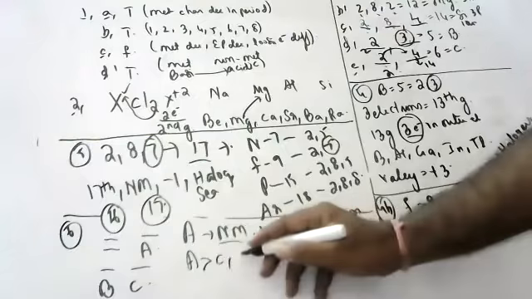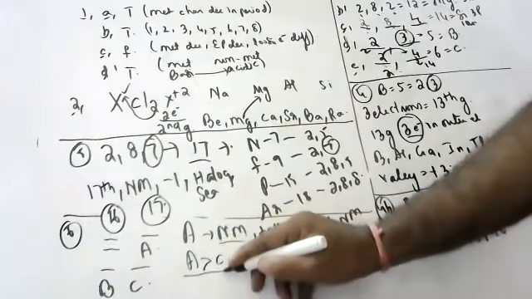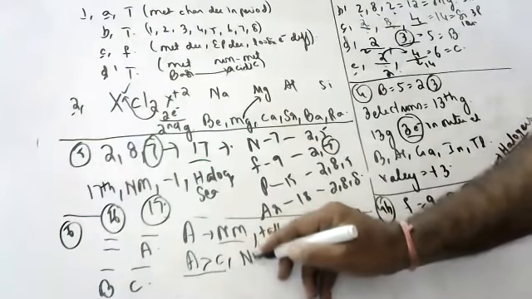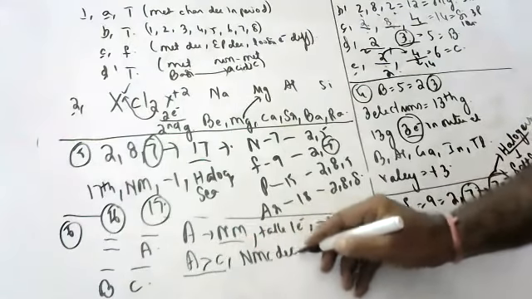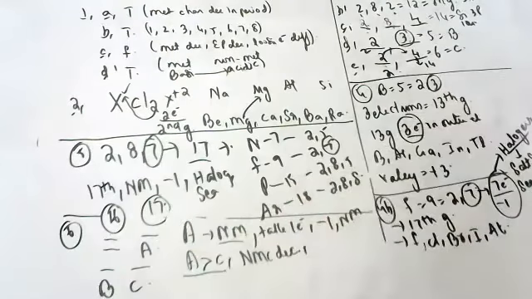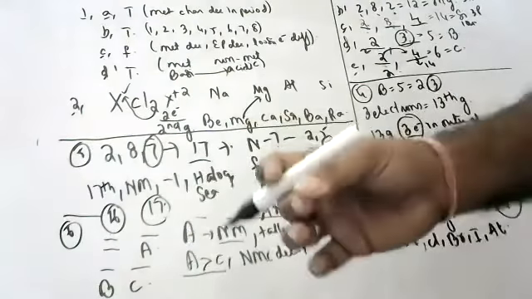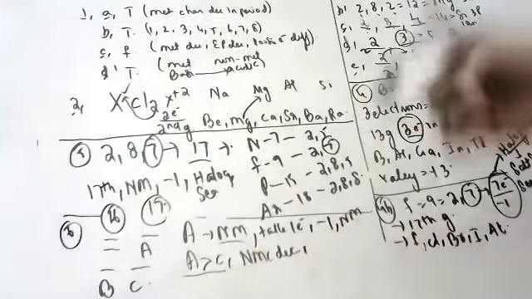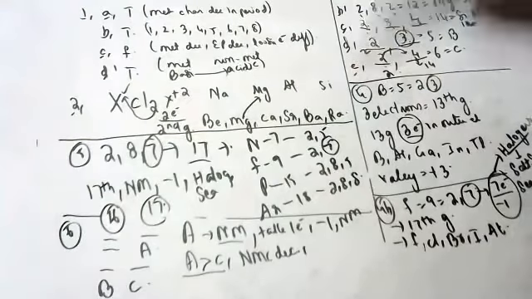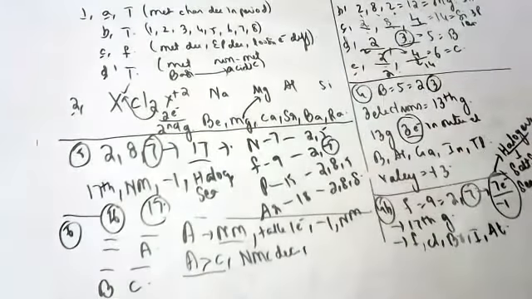In the first line you should write: down the group, non-metallic character decreases. When non-metallic character decreases, this is the best non-metal, this is the least non-metal. Therefore A is more reactive. For non-metals, non-metallic character is reactivity, and for metals, metallic character is reactivity.